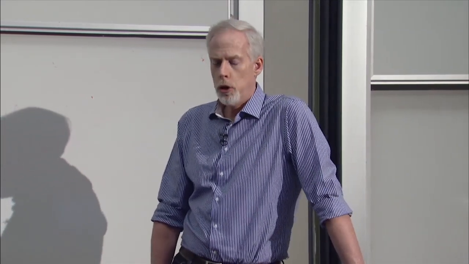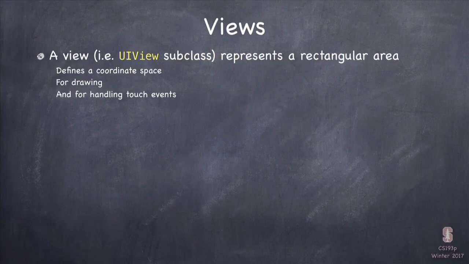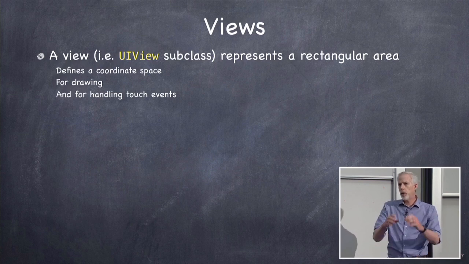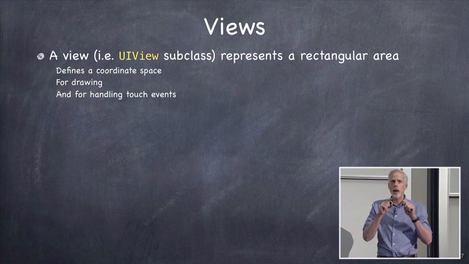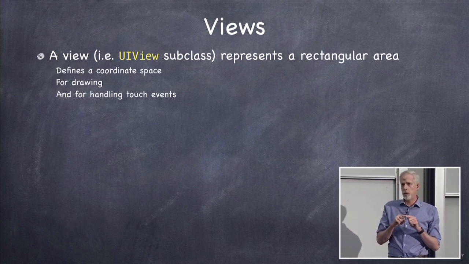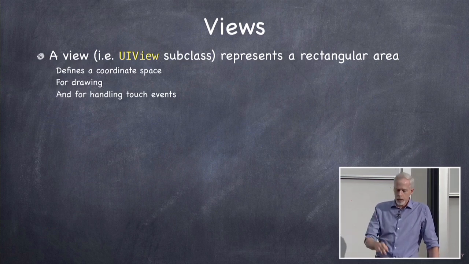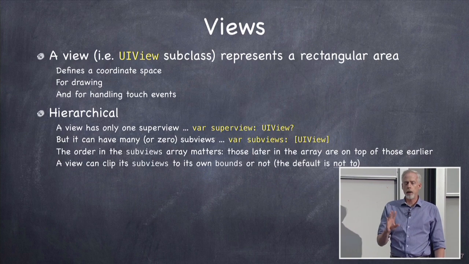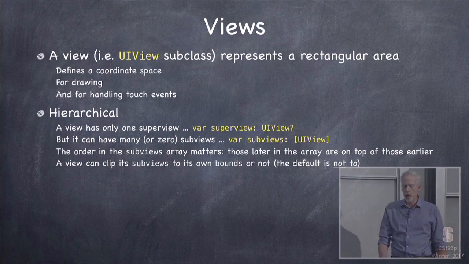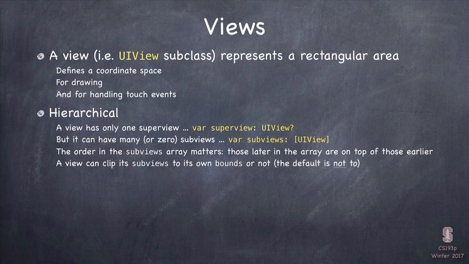So what is a view? A view is a subclass of UIView, which is in UIKit in iOS. All it does is carve out or represent a rectangular area on screen. That rectangular area defines a coordinate space that we're going to draw in and that we're going to get multi-touch events like pinches and swipes and all that stuff. Today, I'm just going to focus on the drawing side of that, and then we'll start talking about the gestures on Wednesday. So these views, these little rectangular areas, are put on screen in this hierarchical way.